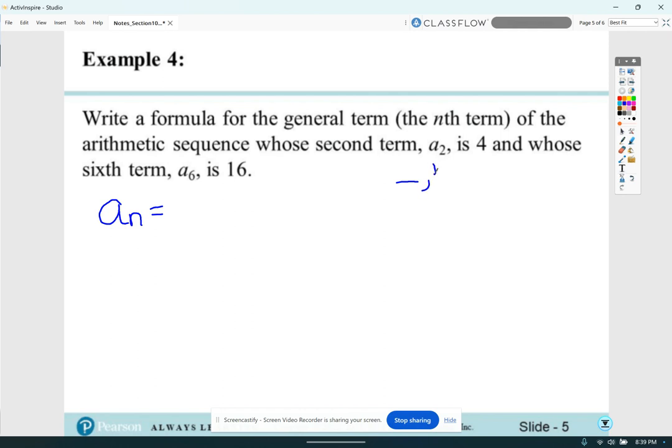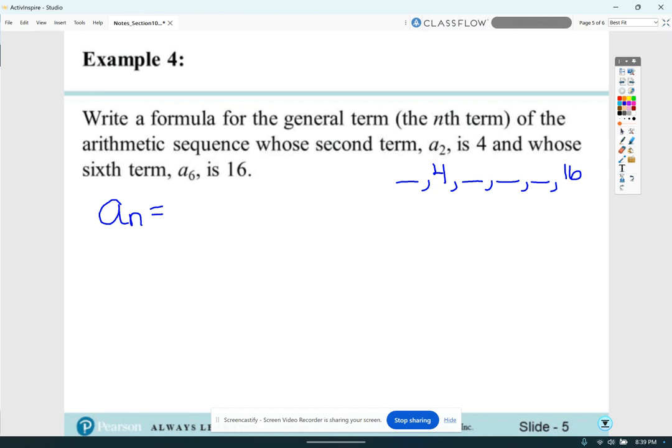We know that the second term is 4. We don't know the third term. We don't know the fourth term. We don't know the fifth term, but we know the sixth term is 16. So a sub 1, 2, 3, 4, 5, 6. One of the things we're going to have to find here is the common difference.